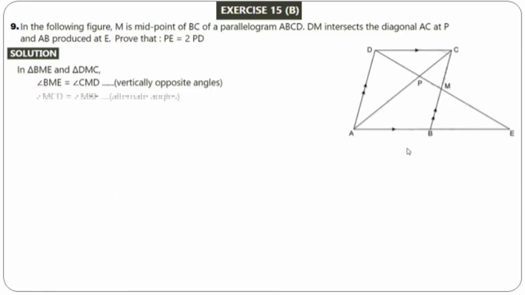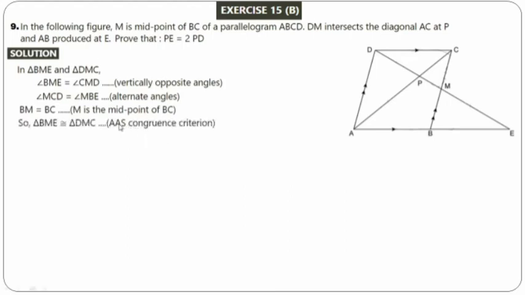So that's why we have a set of alternate angles, that is MCD. So this angle is equal to this angle because they are alternate angles. Okay. Now you know that since M is the midpoint, this and this must be equal, right? So in such a case, we have to use something called the congruency concept. Okay. So using AAS, angle angle side congruence criterion, I can say that this triangle and this triangle, they are congruent.